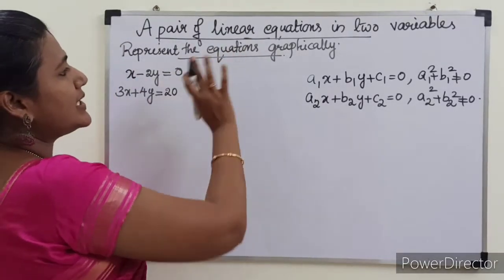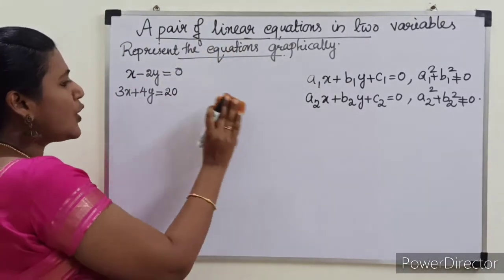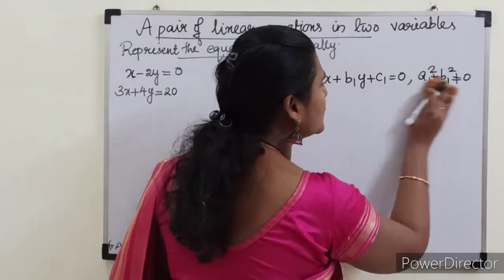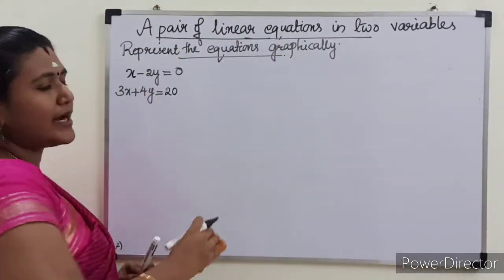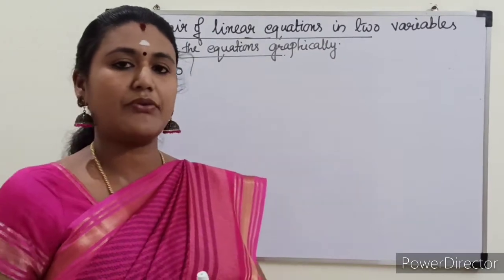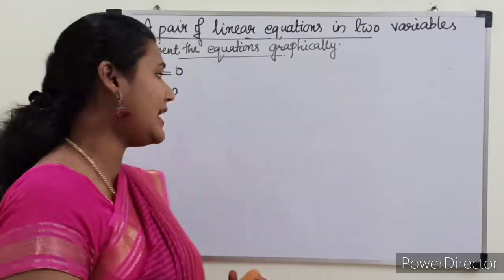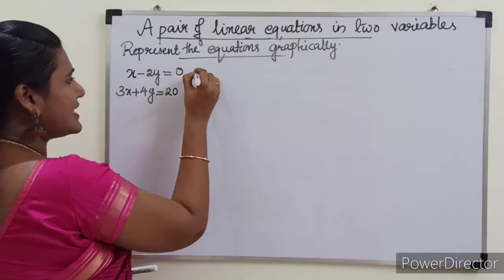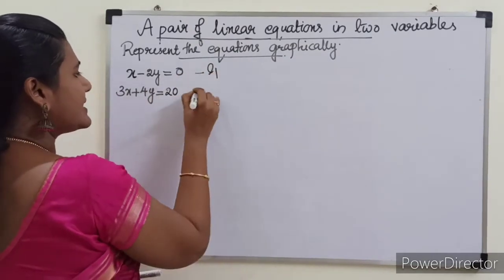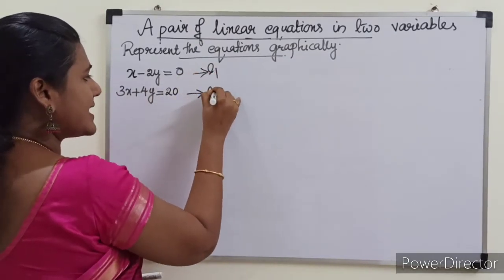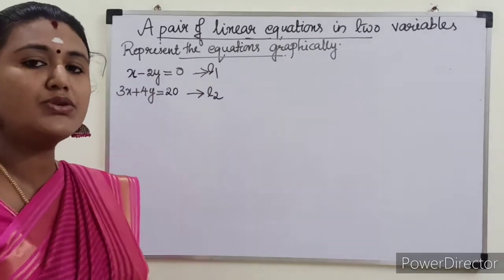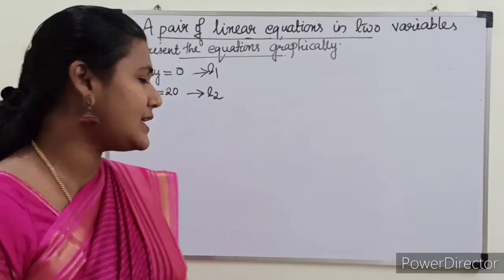Represent the equation graphically. So we have to draw the graph of these two equations. You already know the graph of a linear equation in two variables is a straight line. If you draw the graph of the first line, you will get a straight line, and the second line also will represent a straight line, L1, L2. So we are going to draw the graph of these two equations.